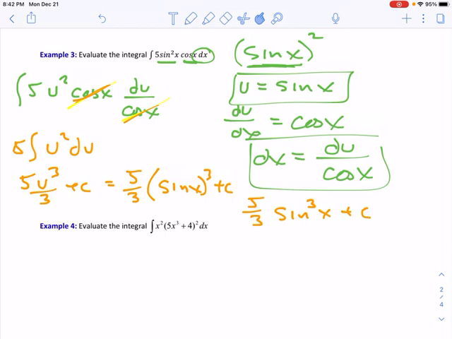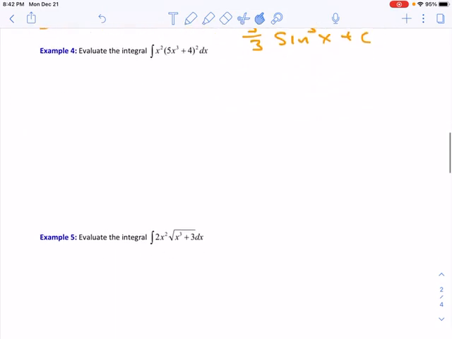All right, next up. So we have a composite function once again, where the inside function, let's use dark blue, the inside function is 5x cubed plus 4. So let's let that be equal to u.